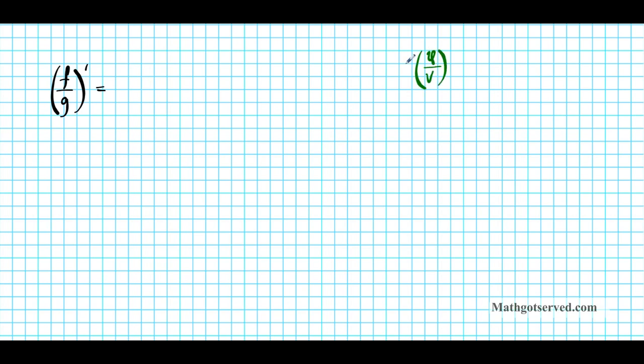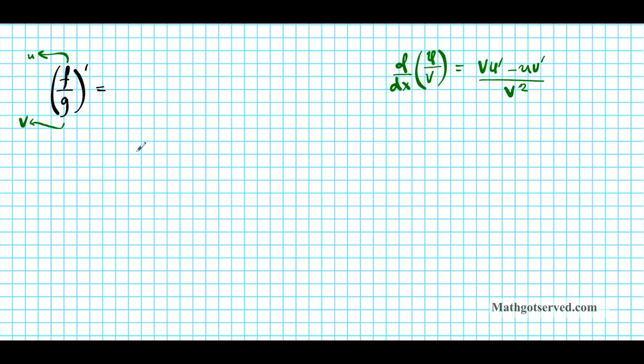So the derivative d dx of u over v is equal to v u prime. Remember, low d high, you start with the low. v u prime minus u v prime, divided by v squared. Okay, so let's apply that here. The numerator function is our u, and the denominator is v.